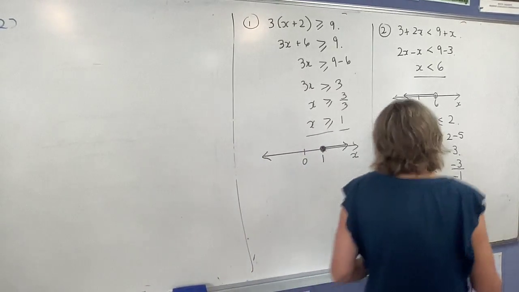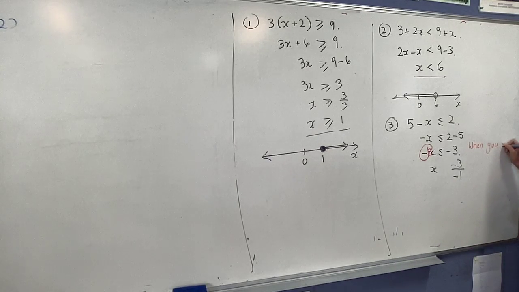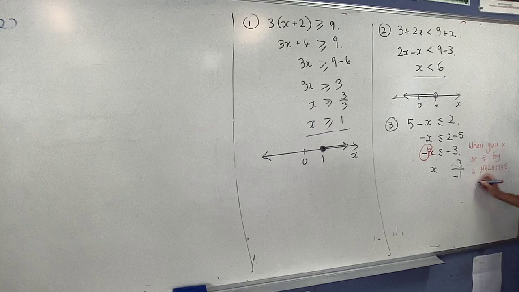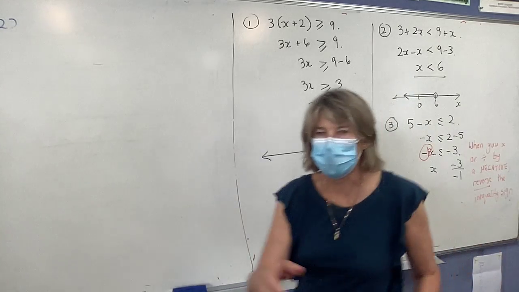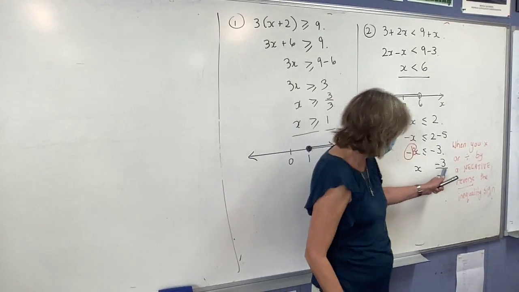The rule is, when you times or divide by a negative number, you have to reverse the inequality sign. So write this in red down the side, boys, so you can see what that rule was. We did do it last year, but we need to go over it. Okay, so that's what we're actually doing here.